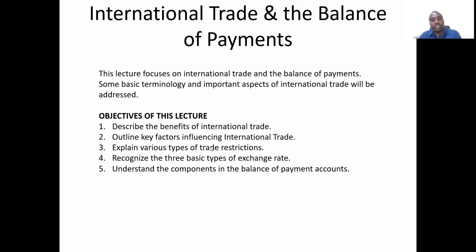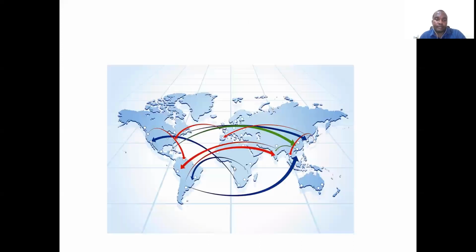The objectives of this lecture are, number one, to describe the benefits of international trade. Secondly, to outline the key factors that influence international trade. Third, to explain the various types of trade restrictions. And then number four, to recognize the three basic types of exchange rates and understand the components in the balance of payments accounts. Some of the objectives are going to be met in subsequent lectures, not necessarily in this installment.